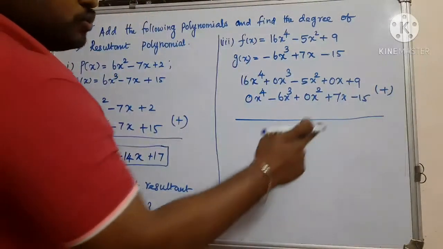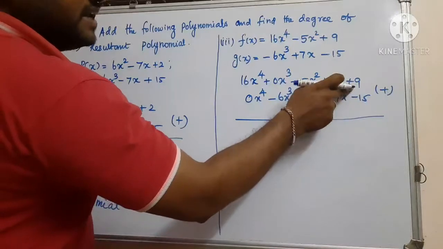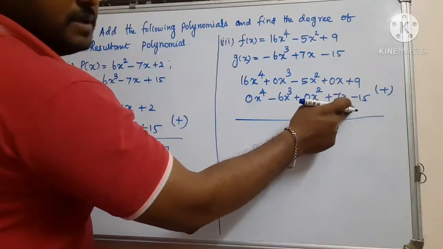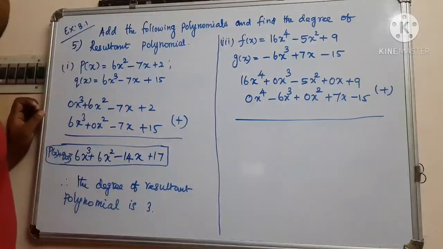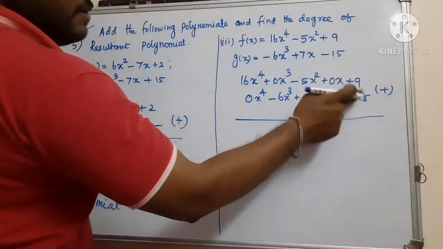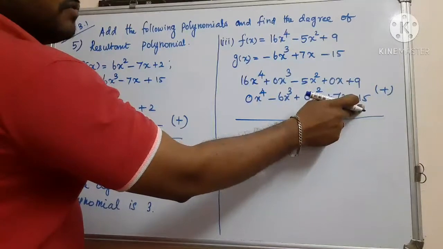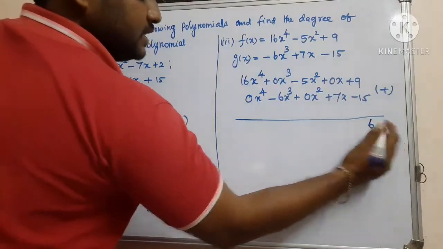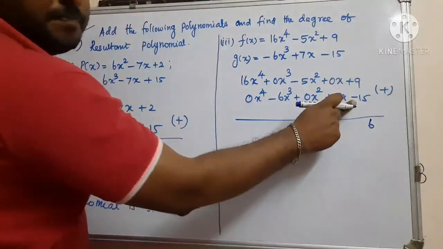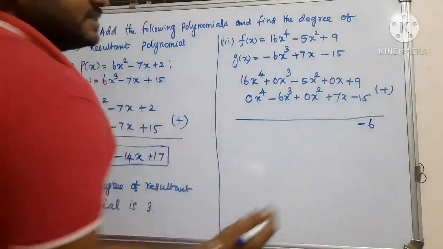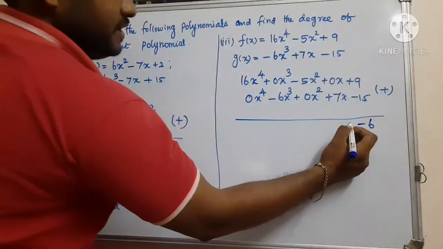Now you have to add these two polynomials. So minus 15 plus 9. Alternate symbols, different symbols, so you have to subtract. So 15 minus 9, you have to subtract the lowest number from the greatest number. So 15 minus 9 is 6. What is the highest number's symbol? Minus. So minus 6. Here x is a common variable.